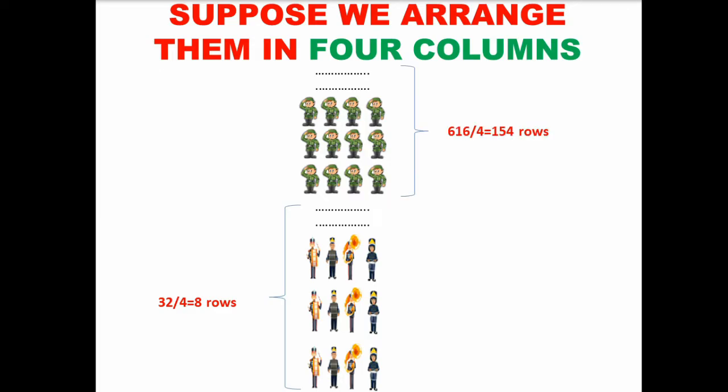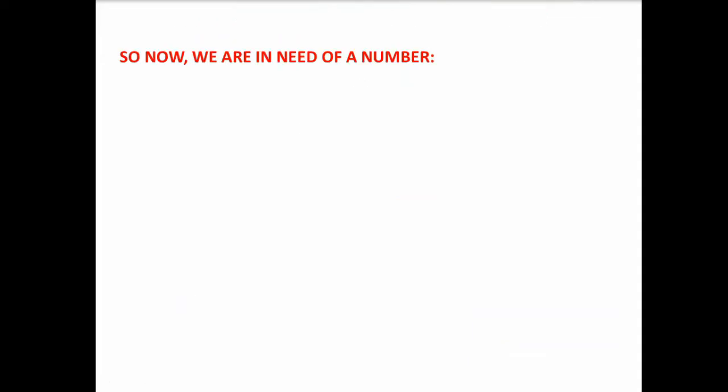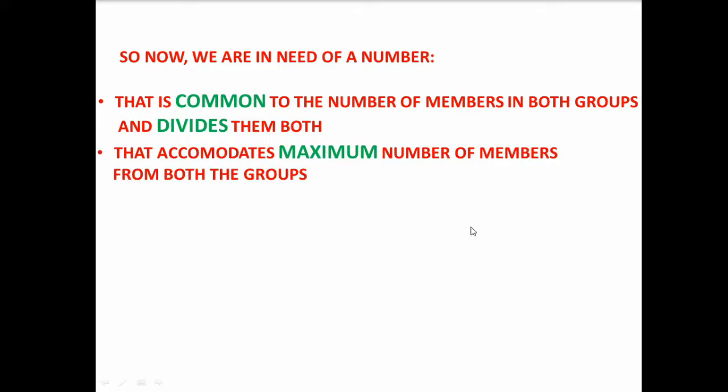So this seems to be somewhat okay. But still, let me find a better arrangement, right? So how could I get the best suitable arrangement for this? Now I am in need of a number that is common to both the numbers of members and divides them both. That is, I need a number which divides 616 as well as 32. So it should divide both groups exactly, right? And then that also should be the maximum number to accommodate the members of the group. So I need a common divisor and that should be the greatest number. That should be the maximum number.